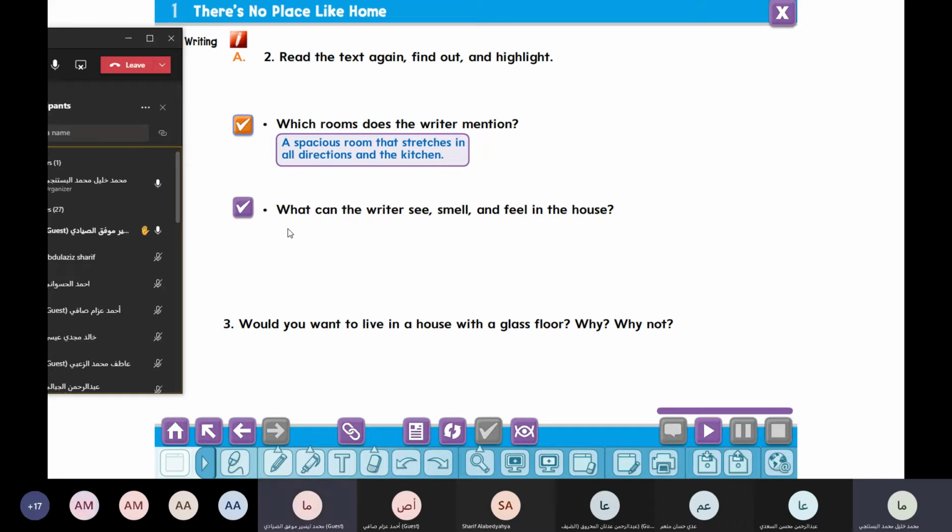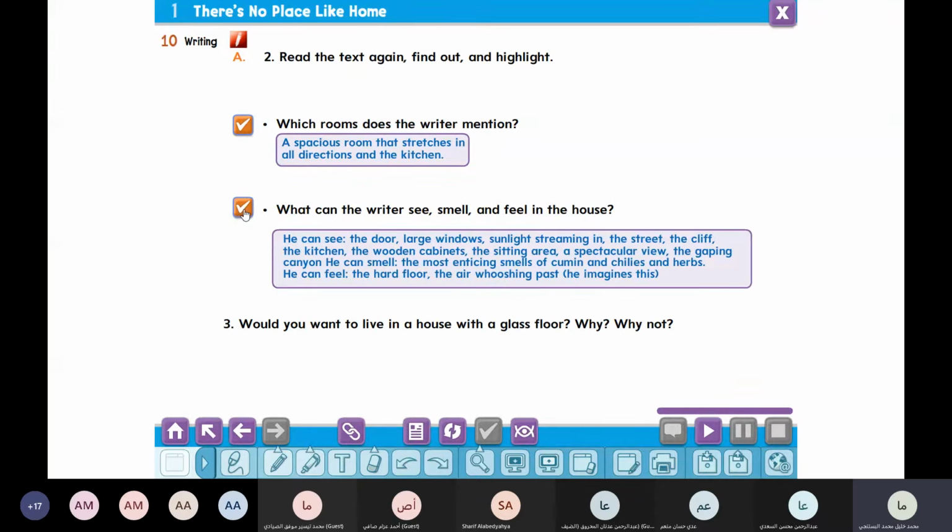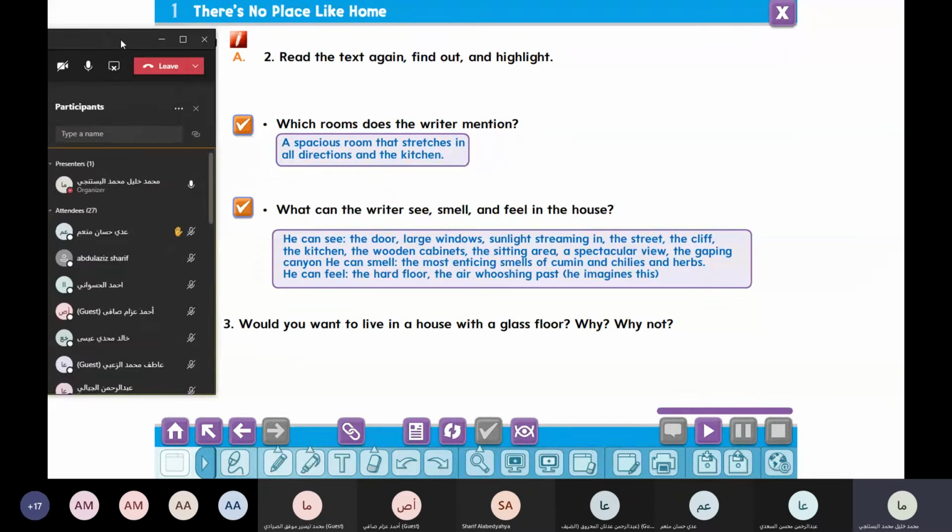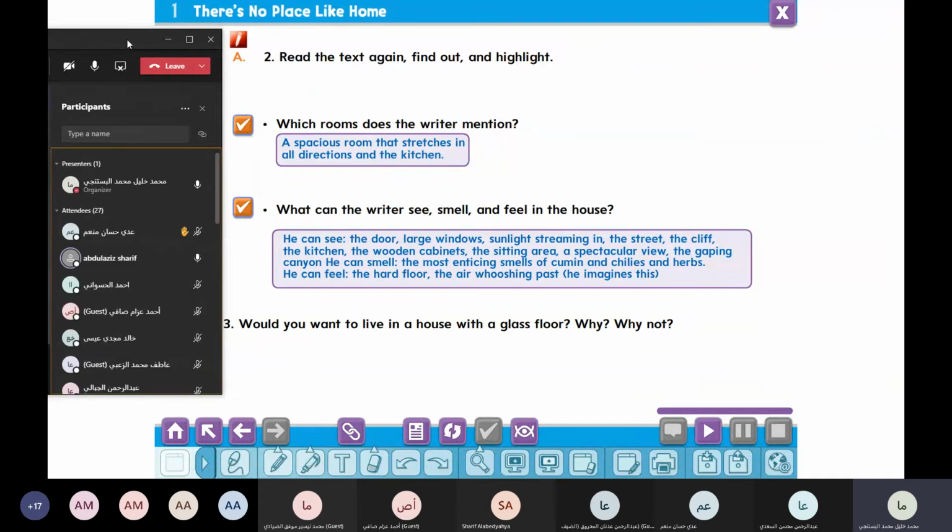Good. What can the writer see, smell, and feel in the house? He can see a lot of things. Maybe beautiful home, windows, doors, etc. He can see the door, large. Read, please. Who can read the answer? Muhammad? Can I read, teacher?